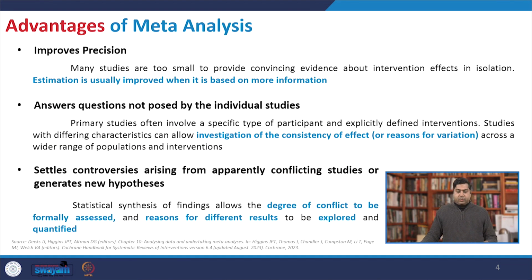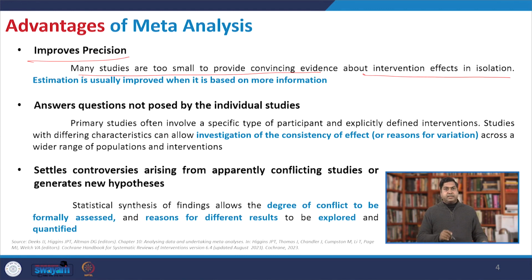Now, the advantages of meta analysis over the other 2, bibliometric and SLR. In this case it improves the precision. Many studies are too small to provide convincing evidence about intervention effects in isolation. So in such cases, maybe some study considers a very small sample size and argues that this is the correlation they found between, say, parents' income and the child's education. The same example we continue.